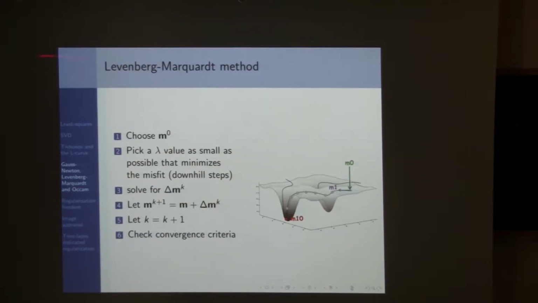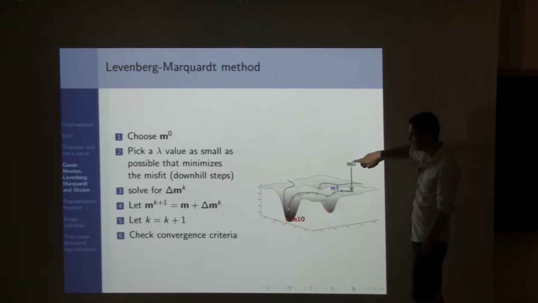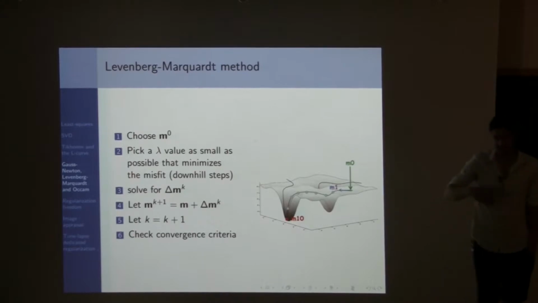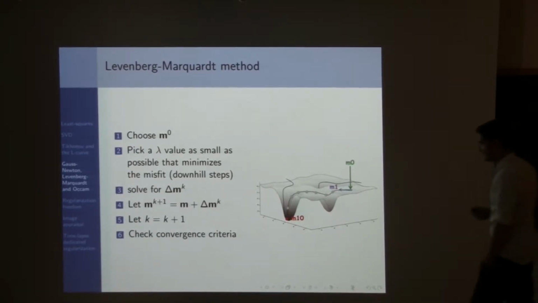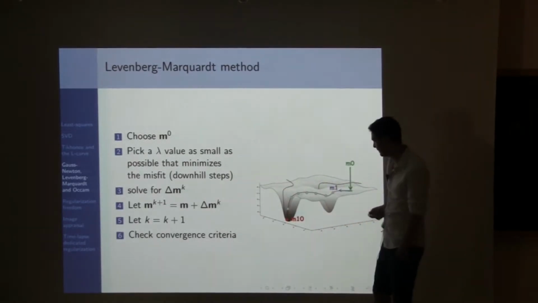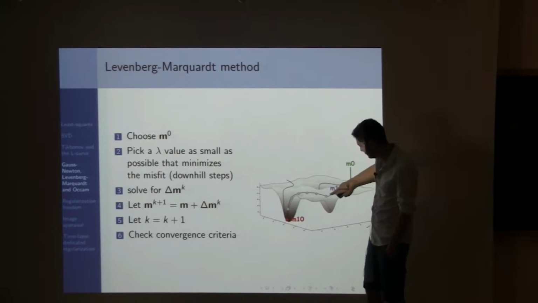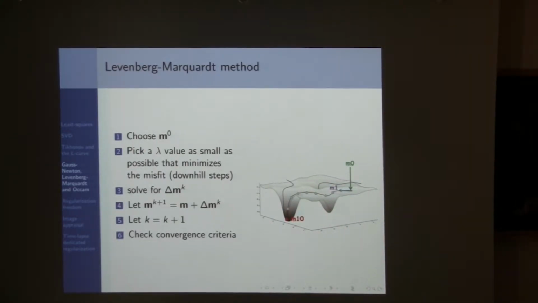The Levenberg-Marquardt method can be seen as follows. You choose an m0, and you pick a lambda value which will be as small as possible, to minimize the misfit. You solve for delta m_k, apply it, and then start iterating, following your way toward a minimum of the objective function. Of course, these are local search methods, so you can end up trapped in a local minimum.